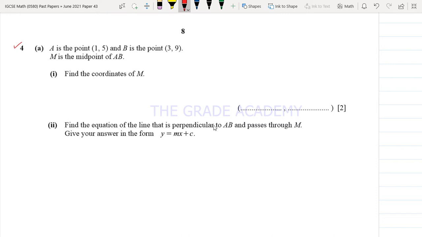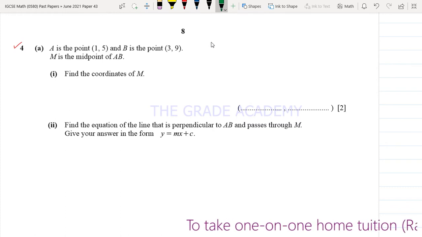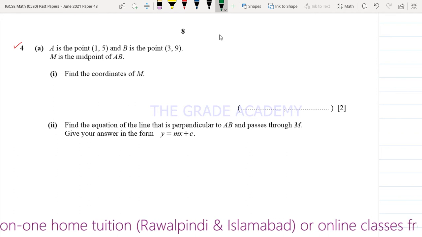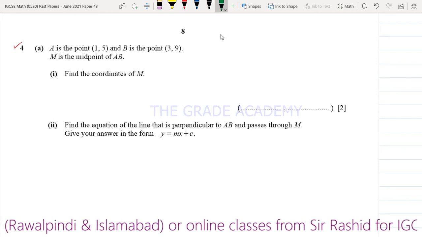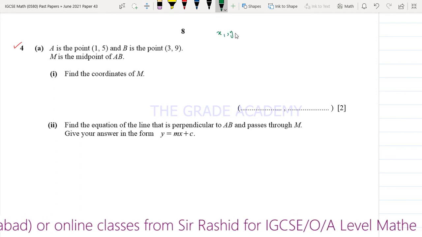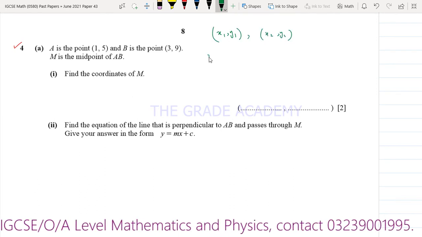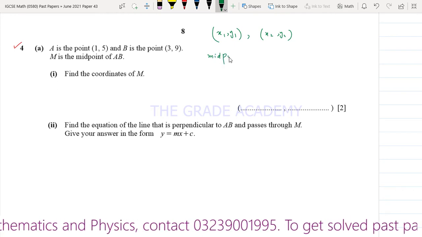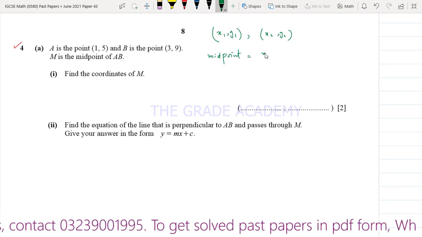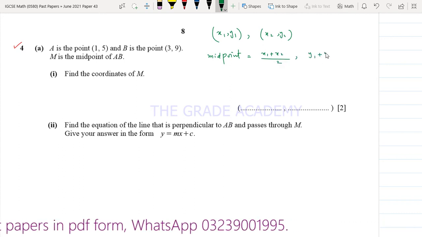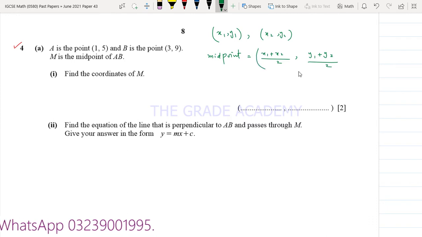So M is the midpoint of AB. To find M, we will use the midpoint formula. As you already know, if we have 2 points with coordinates (x1, y1) and (x2, y2), then the midpoint is given by this formula: midpoint is equal to (x1 plus x2 by 2, y1 plus y2 by 2). So we use this formula to calculate the midpoint.